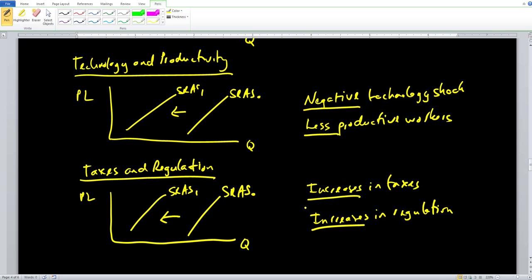Remember, just for completion, if you want to see exactly what happens in the opposite case, just change these things that are underlined to the opposite direction. So here, if you want to see increases in SRAS, just move this to the opposite case. We have decreases in taxes, decreases in regulation.